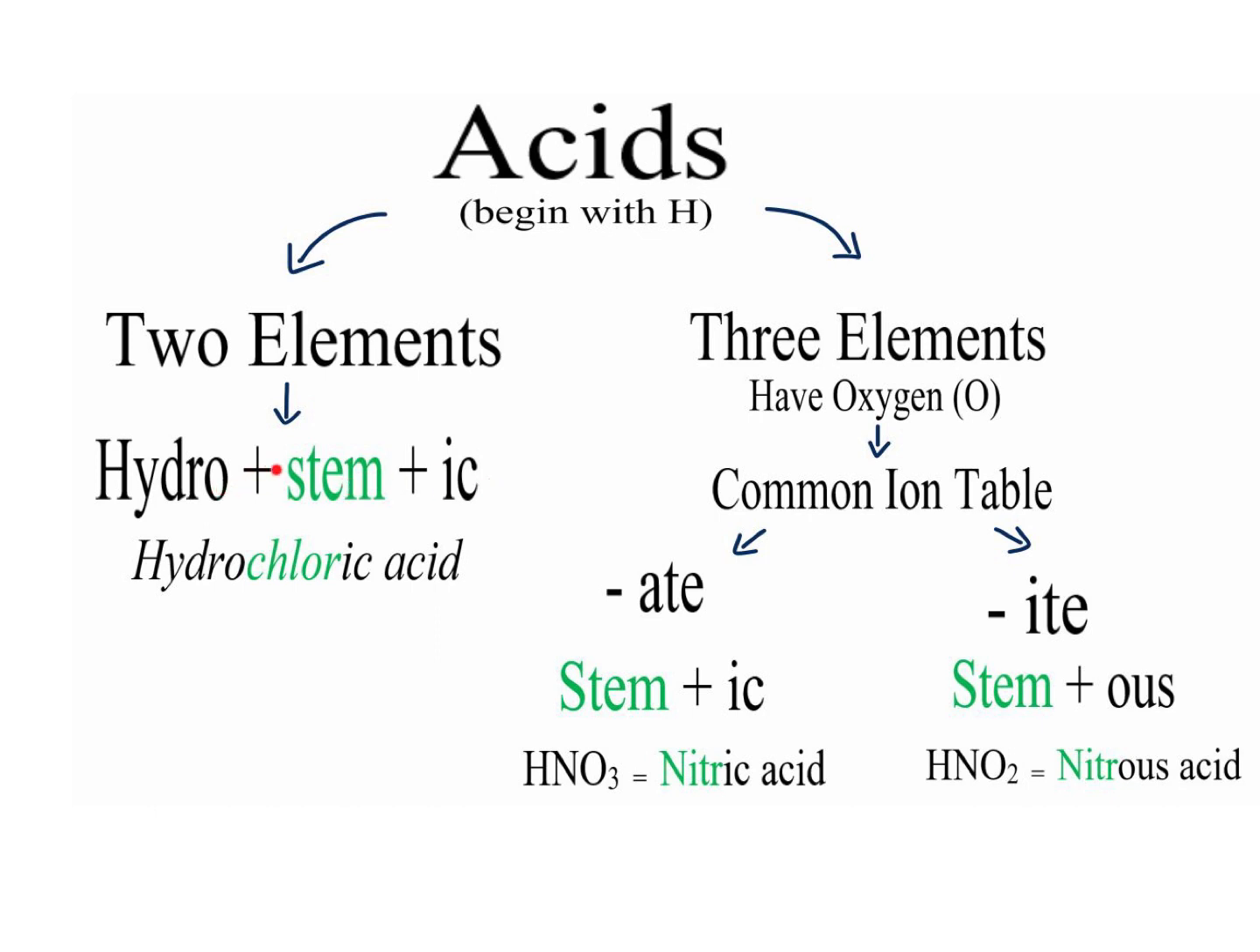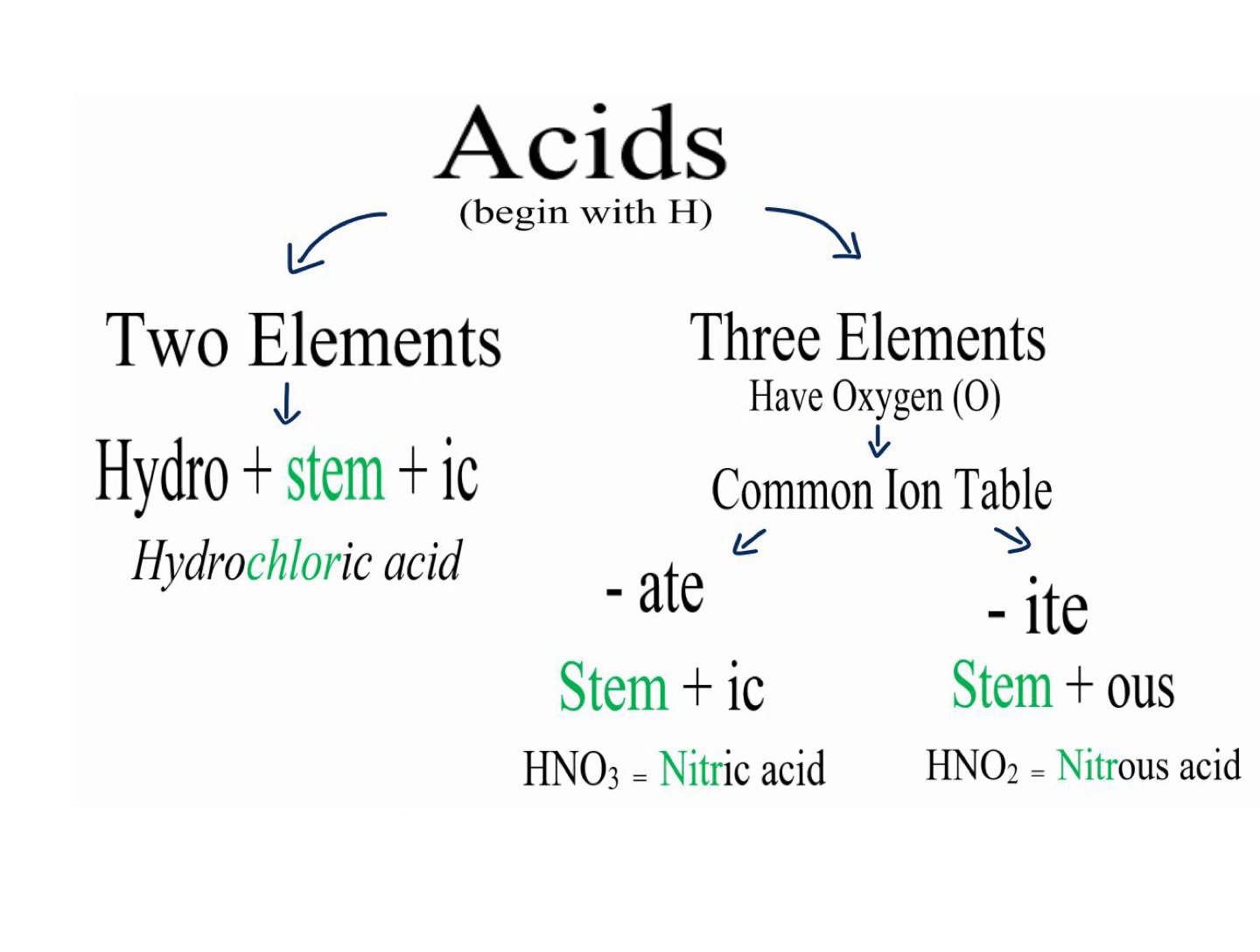So for example, HCl is just 2 elements. So it's hydrochloric for chlorine and then just ic. So hydrochloric acid. HBr would be hydrobromic. HF is hydrofluoric. The other option is if hydrogen's bonded to a polyatomic ion, we look at the name of that polyatomic ion.